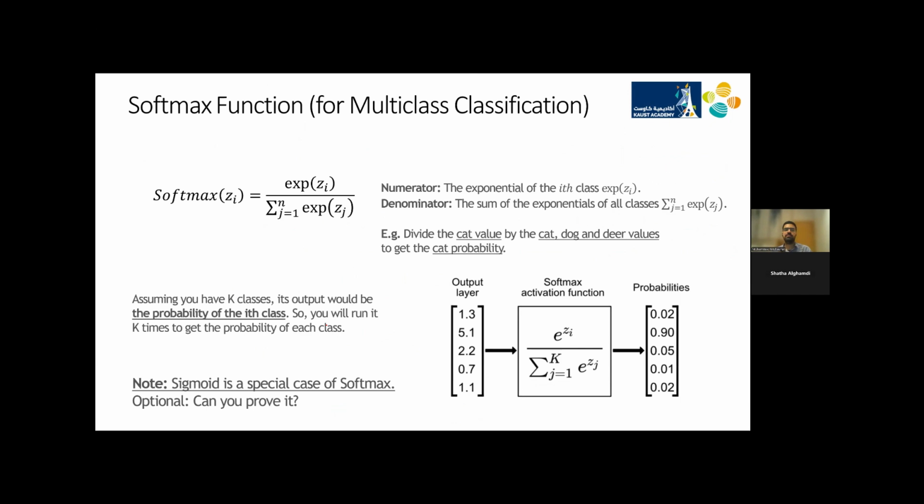Okay, so now we have the sigmoid function, but it only works for two classes where we just have the binary classification problem. What if we have the multi-class classification? For that, we have something called softmax, okay? And this softmax is actually quite simple.